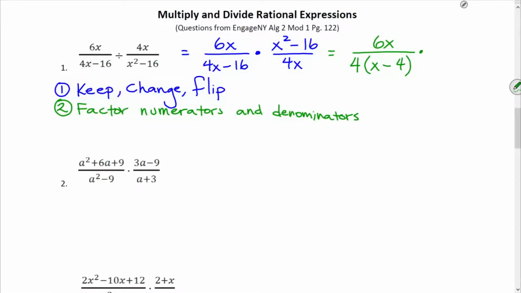X squared minus 16 is a difference of squares. So I get, let's see here, x, two numbers that multiply to be 16 is 4 and 4, and so I get plus and minus for the difference of squares. Okay, I can't do a whole lot with 4x either. Okay, so I factored numerators and denominators. My next step is to cancel common factors.